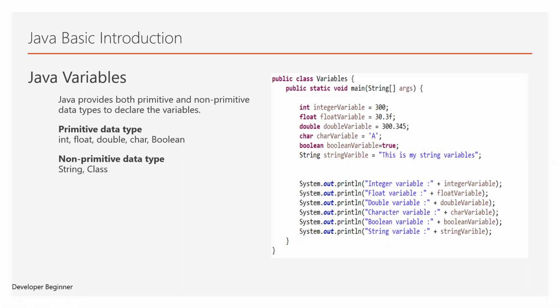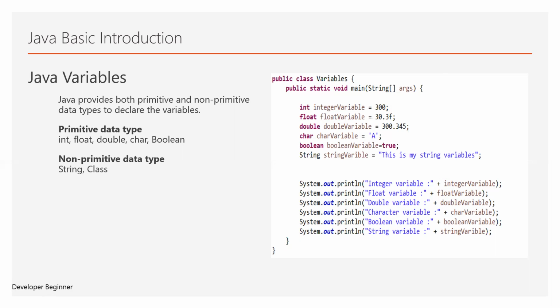Boolean is used to store a Boolean value based on a condition. It has only a true or false value. By default its value is false. Non-primitive data type: Java supports a special data type, String. String is used to store multiple characters and its default value is null.